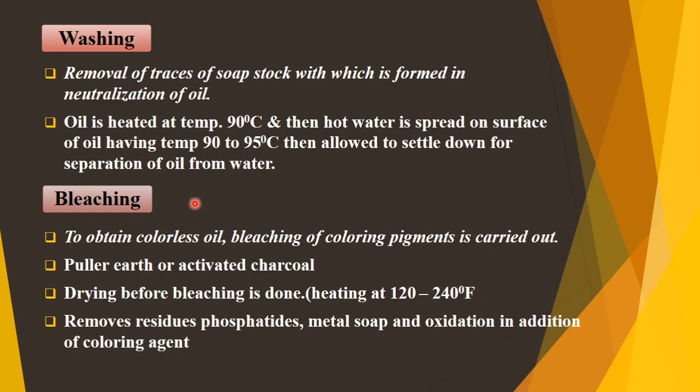म्हणजे हे जी ब्लिचिंग प्रोसेस आहे ह्याच्यामध्ये ब्लिचिंग एजंट्स प्रेझेंट आहेत. फॉर एक्झाम्पल दॅट इज पुलर अर्थ और ॲक्टिवेटेड चारकोल आर यूज्ड फॉर अ सर्टन ब्लिचिंग मटेरियल. दिस व्हॉट हॅपन्स, दिस पुलर अर्थ और ॲक्टिवेटेड चारकोल दे ऑब्झॉर्ब्स द कलरिंग मॅटर or pigment from that oil.